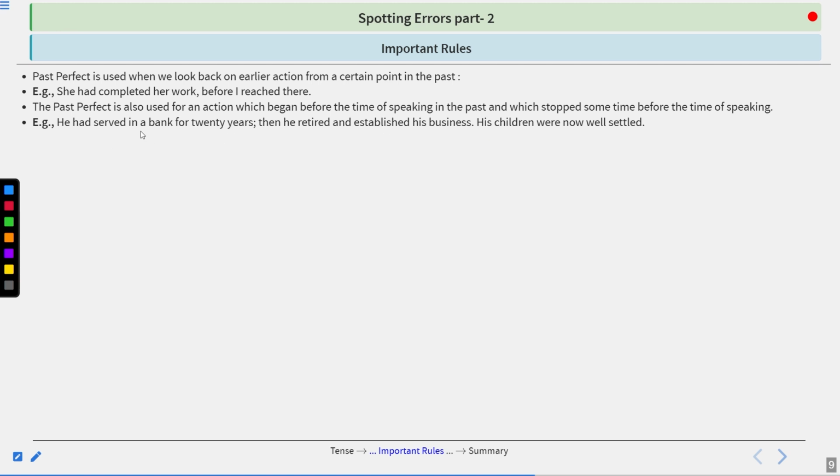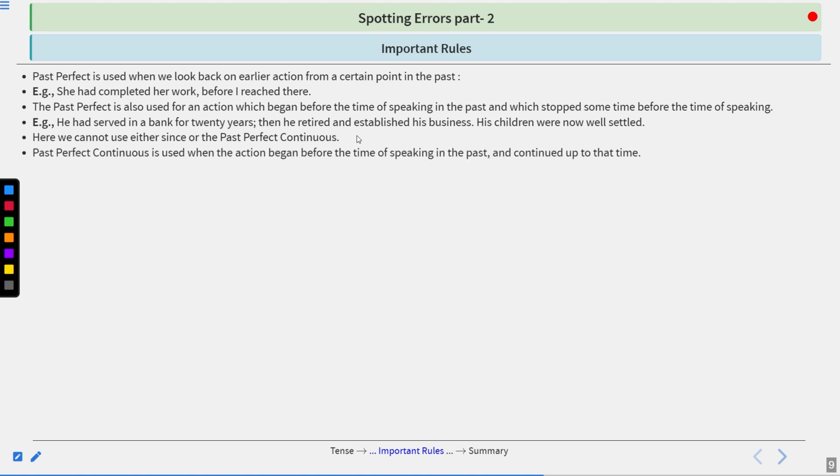So as you have seen, the past perfect is also used for an action which began before the time of speaking in the past and which stopped sometime before the time of speaking. Here we cannot use either since or the past perfect continuous.